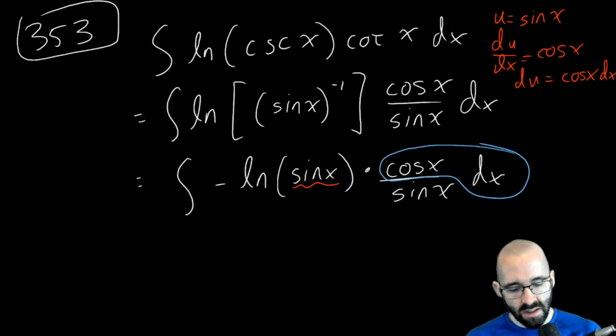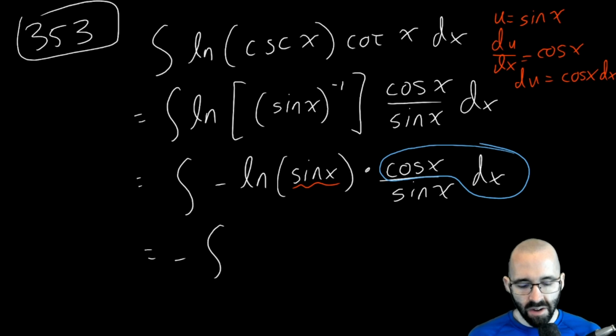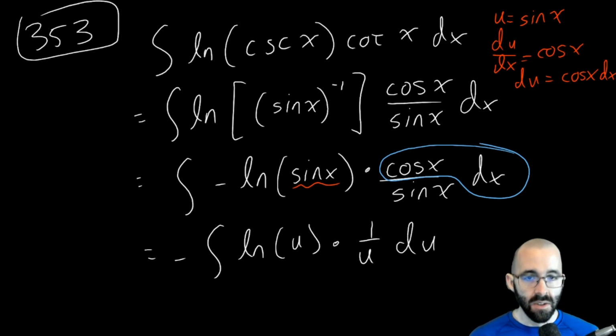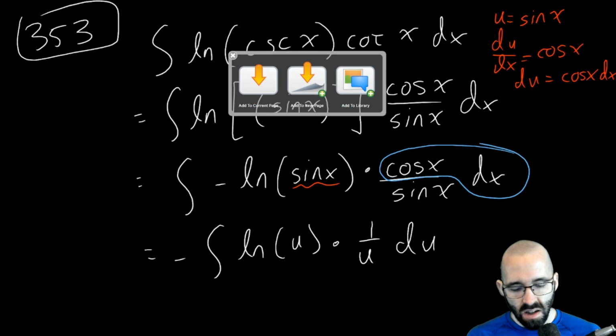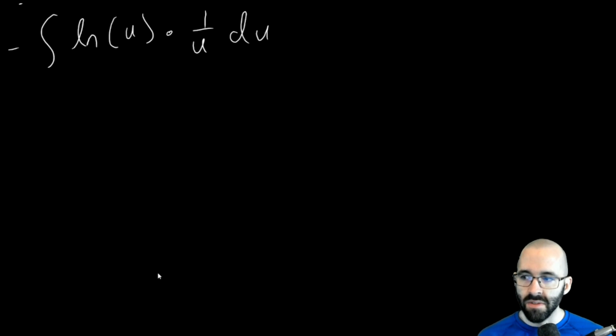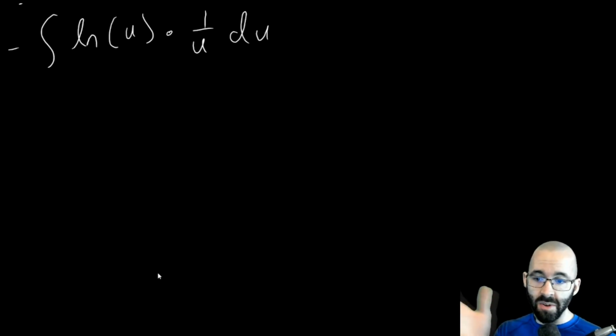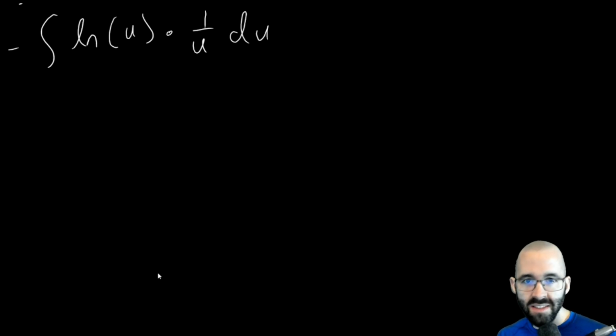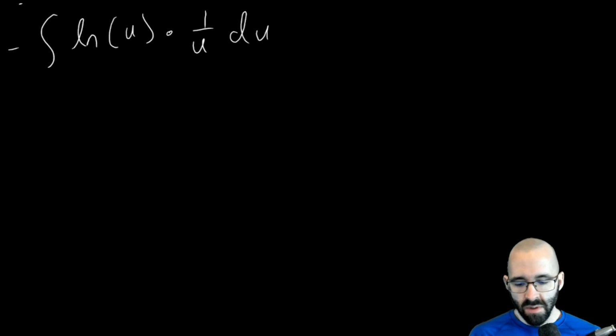So this guy right here is our du. That negative can come out in front. We have the natural log of u times 1 over u du. So this still doesn't look amazing because we still have that multiplication. We're going to use another substitution. So this is another example of there was a substitution that we could have chosen that would have done it all at once. But if you didn't see that, I didn't see that. If you didn't see that, then you can just do 2 substitutions, one after another.